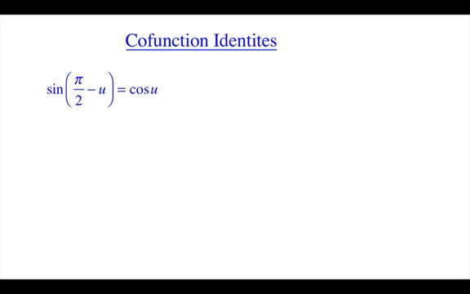These are the co-function identities. You have to understand what they mean. Let me just clarify this one, and it's actually not too complicated. You have seen something like this in the previous chapter. You saw a problem like this on the quiz.